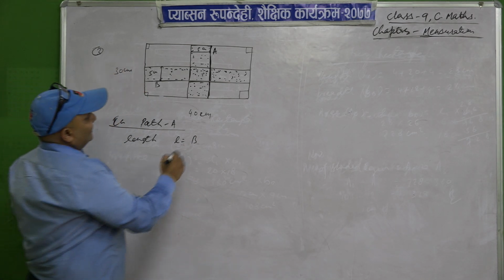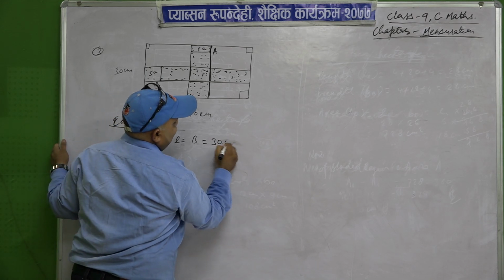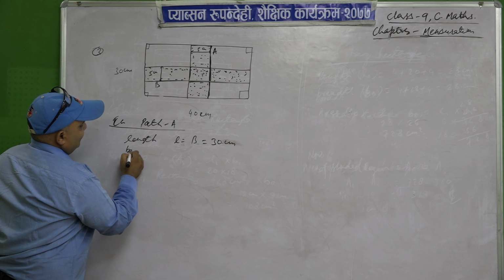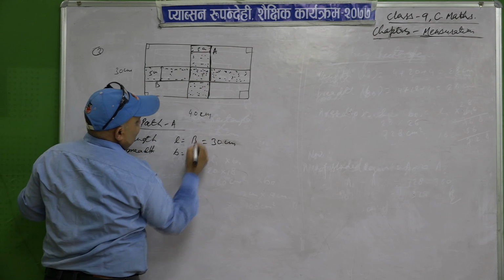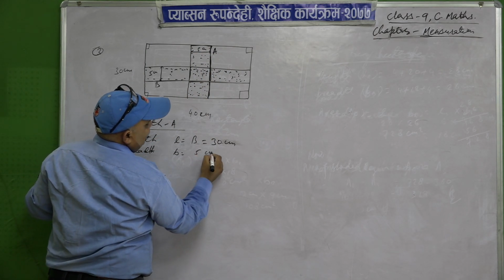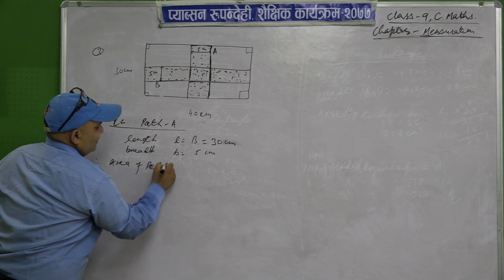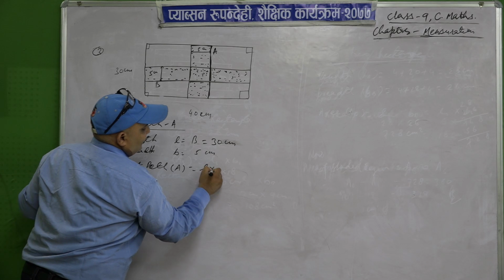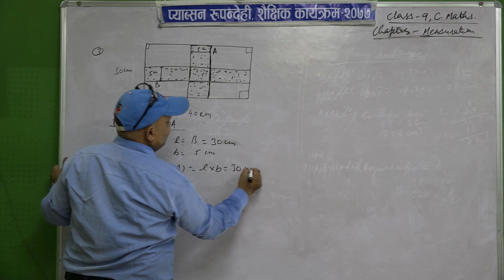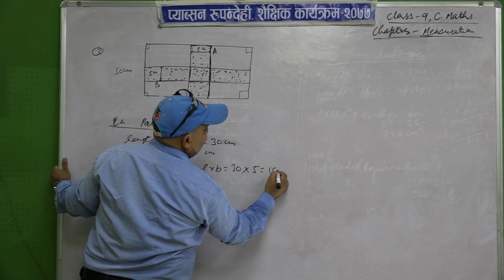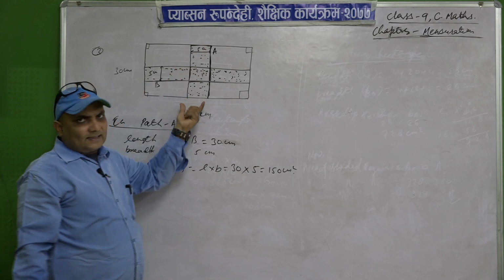You can write B, that is 30 centimeter. Similarly, breadth B is given here 5 centimeter. Directly we can write B 5 centimeter. Therefore, area of path A is L into B. L means big B, that is 30, B means 5, that is 150 centimeter square. This is the area of this path.